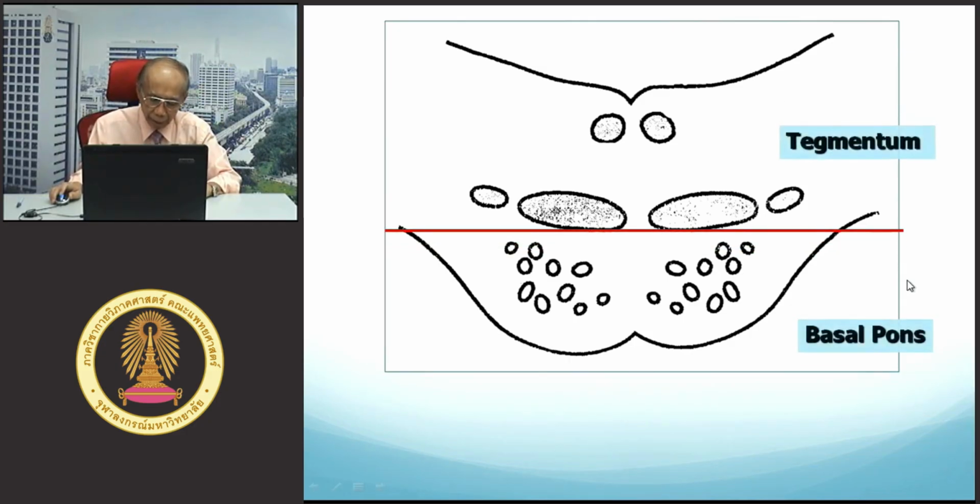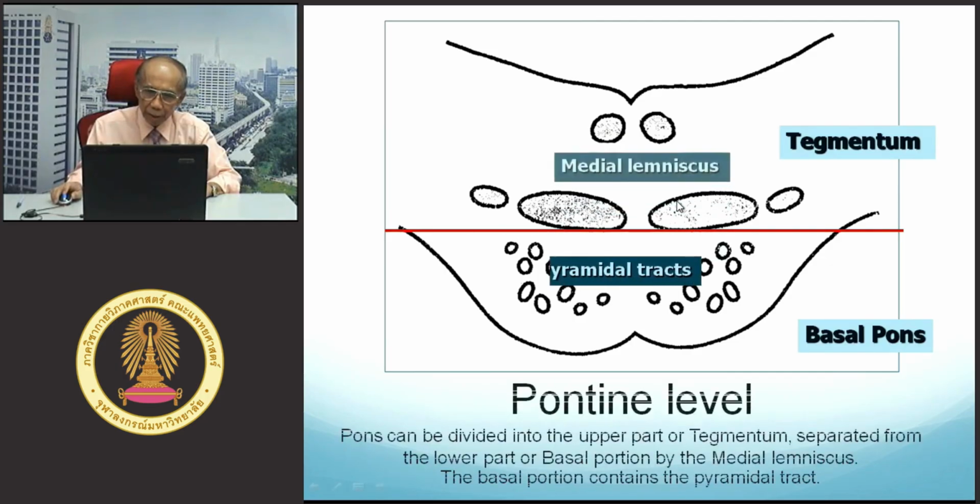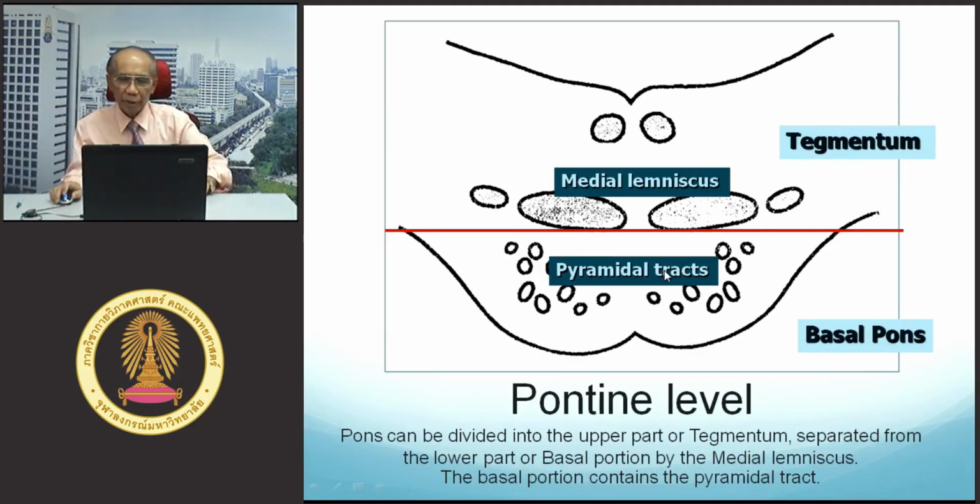The pons can be divided into the upper part or tegmentum, separated from the basal portion or basal pons by the medial lemniscus. The basal portion of the pons contains the pyramidal tracts.